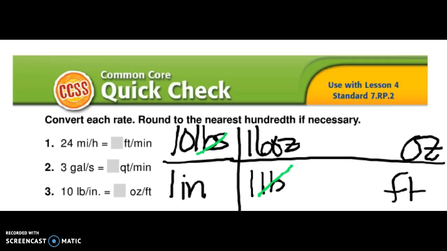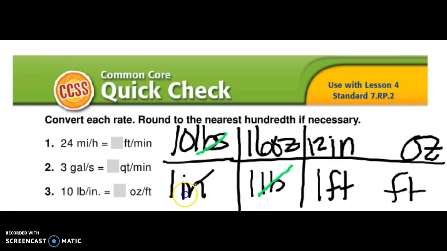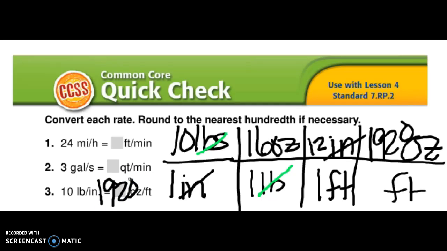On bottom, I have inch, and I need it to be feet. So I'm going to put inches on top in order to cross-reduce my label, and that's 1 foot, which is 12 inches. Again, I can now cancel out my inches. I'm left with feet on bottom, which is what I want. I can multiply straight across. 10 times 16 is 160. 160 times 12 gives me an answer of 1,920. So I have 1,920 ounces per foot.